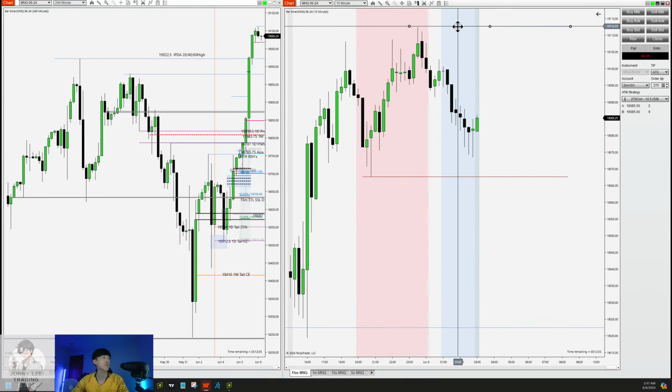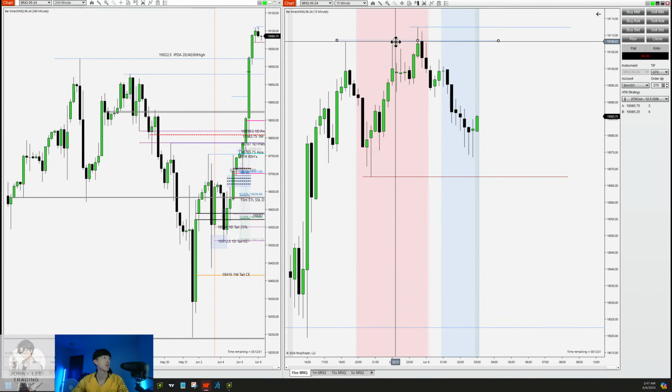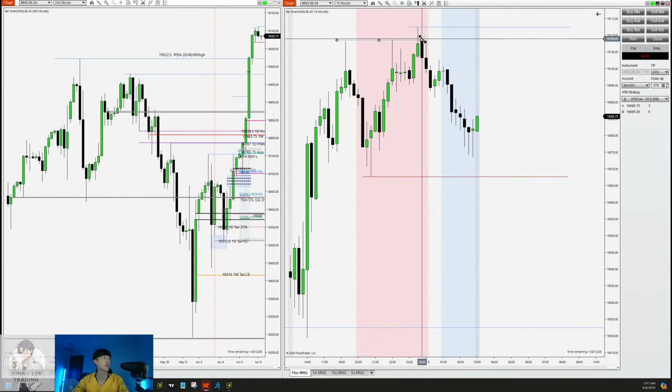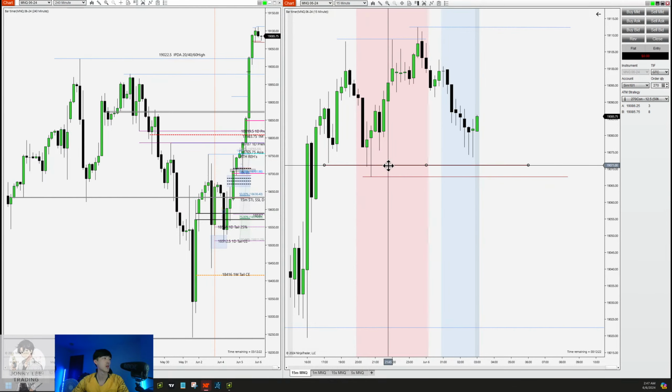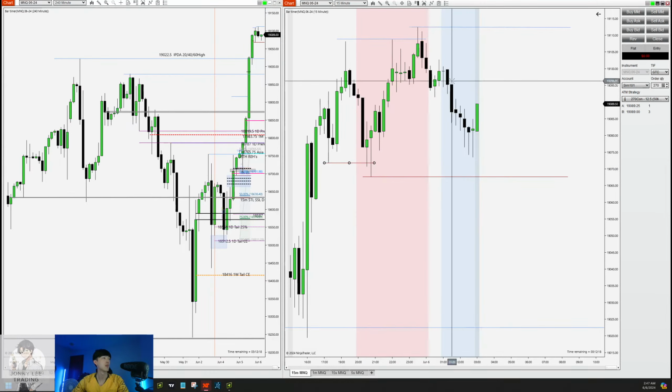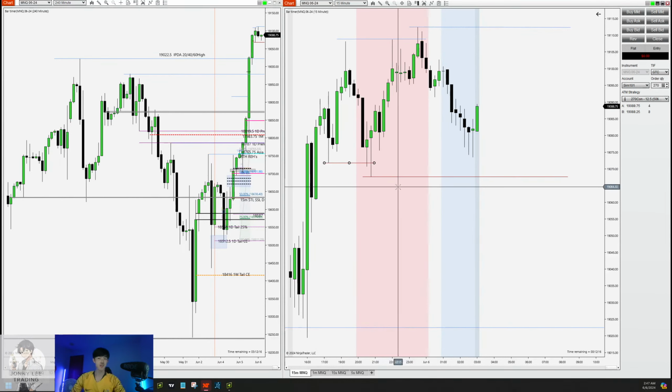Okay. So we see that relative equal highs up here was taken already. And we saw that relative equal low, short-term low was taken here. So we'll dig into this a little bit.